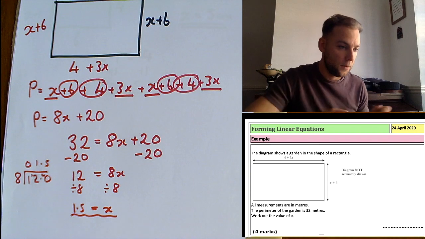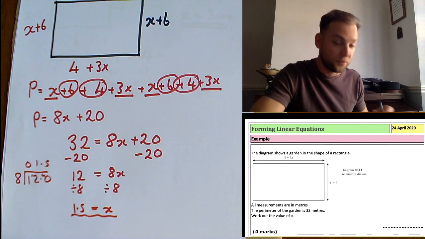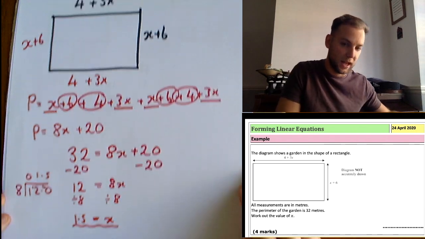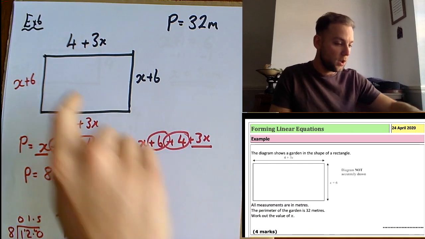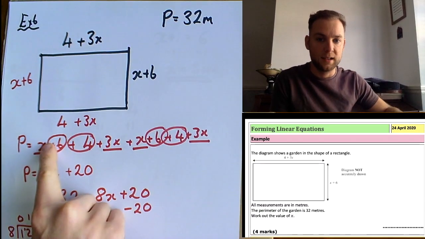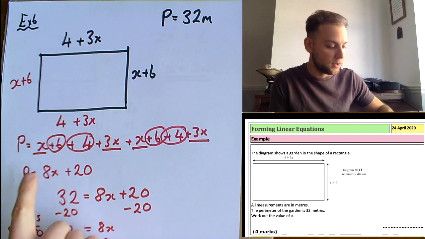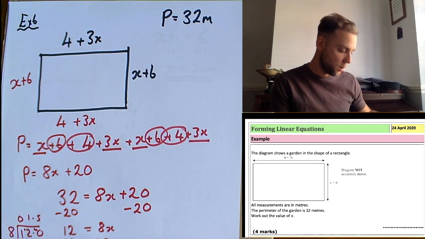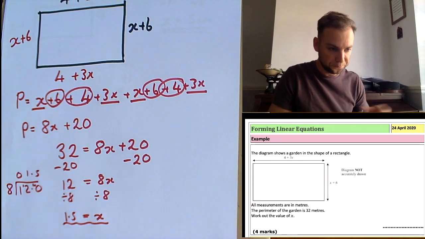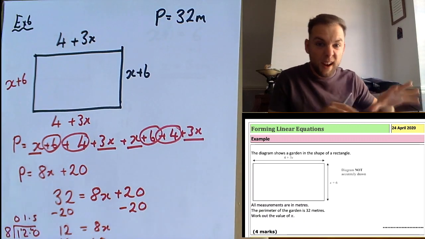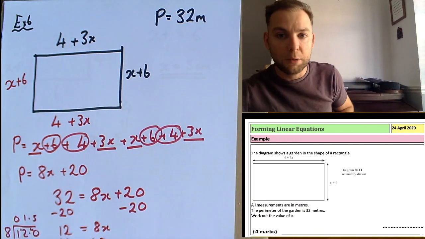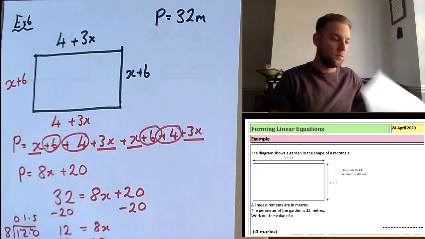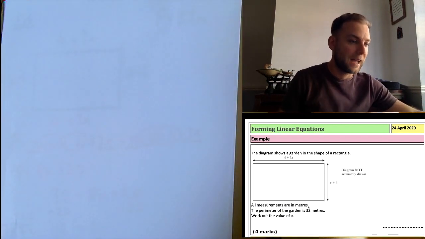Okay. Now, there's a lot of steps there with that one. Okay, we are going to do some harder ones, but we find the perimeter in terms of x, we make it equal to the perimeter in the metres that we know, and then we go on and solve. Okay, so this is a very common type of question. Now, another common type of question is when you know the angles in this one.